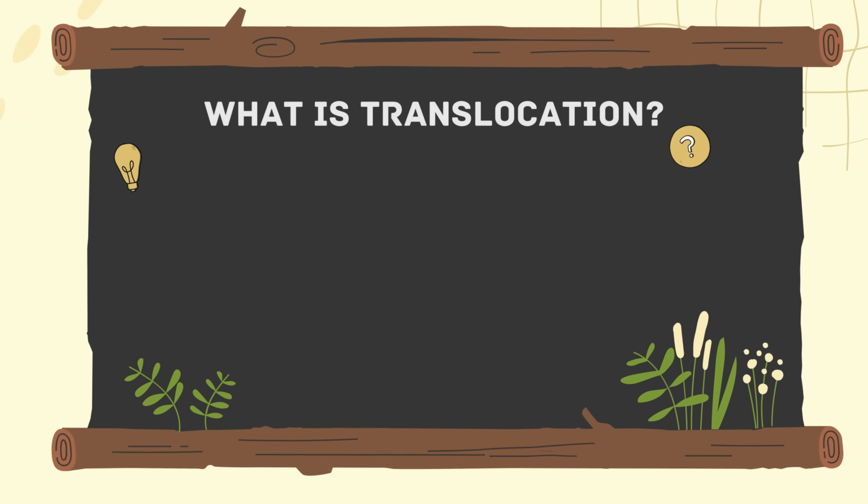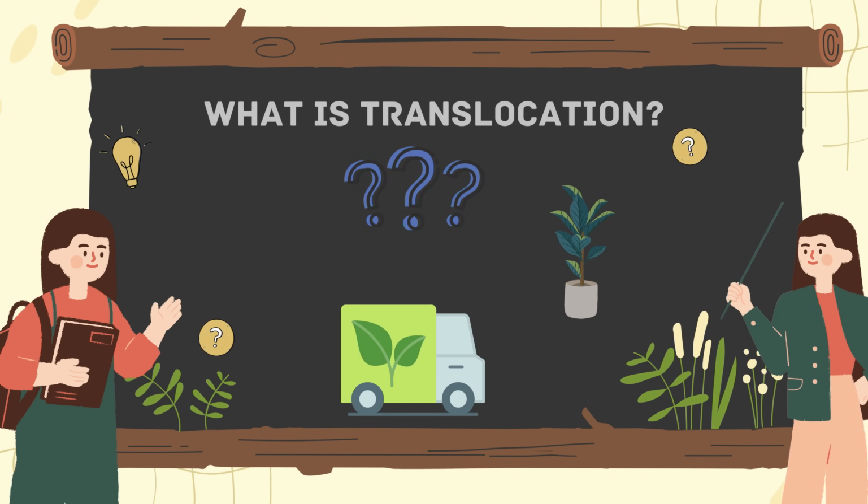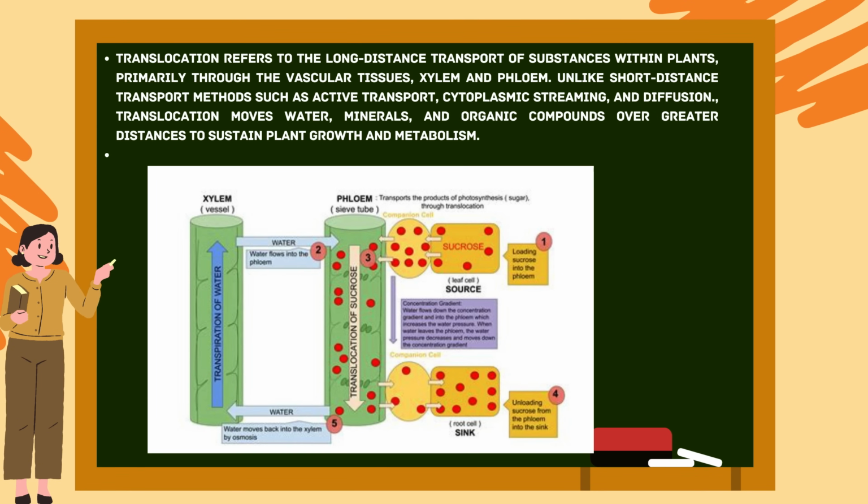Starting with what is translocation. Translocation refers to the long-distance transport of substances within plants, primarily through the vascular tissues, xylem and phloem. Unlike short-distance transport methods such as active transport, cytoplasmic streaming, and diffusion, translocation moves water, minerals, and organic compounds over greater distances to sustain plant growth and metabolism.